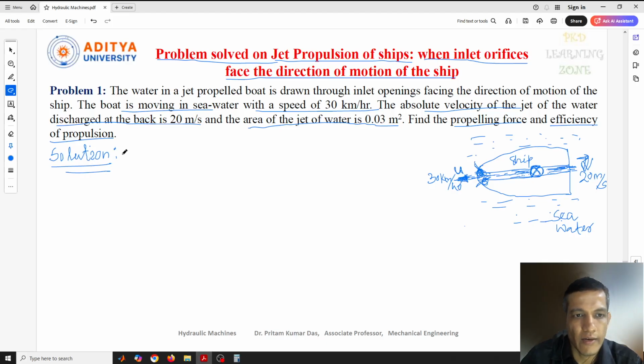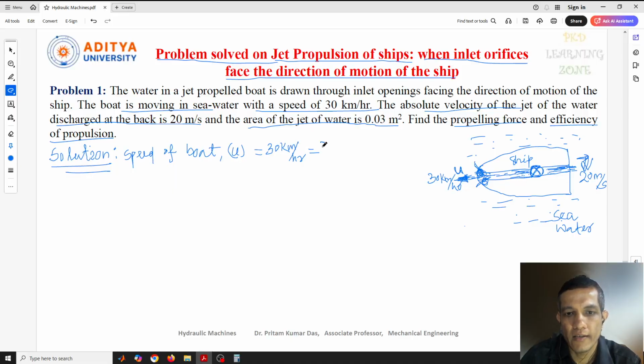First we can write the speed of boat, which is denoted by the letter u, and that is given as 30 km per hour, and this needs to be converted into meter per second. So 1 kilometer equals 1000 meter, so let's multiply by 1000, and this 1 hour we can convert into seconds. That is 1 hour equals 60 minutes.